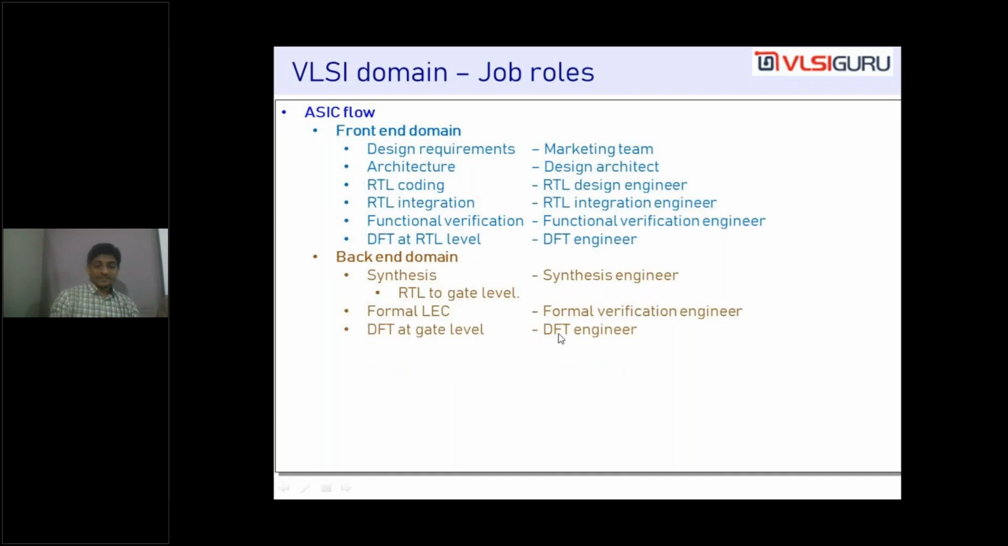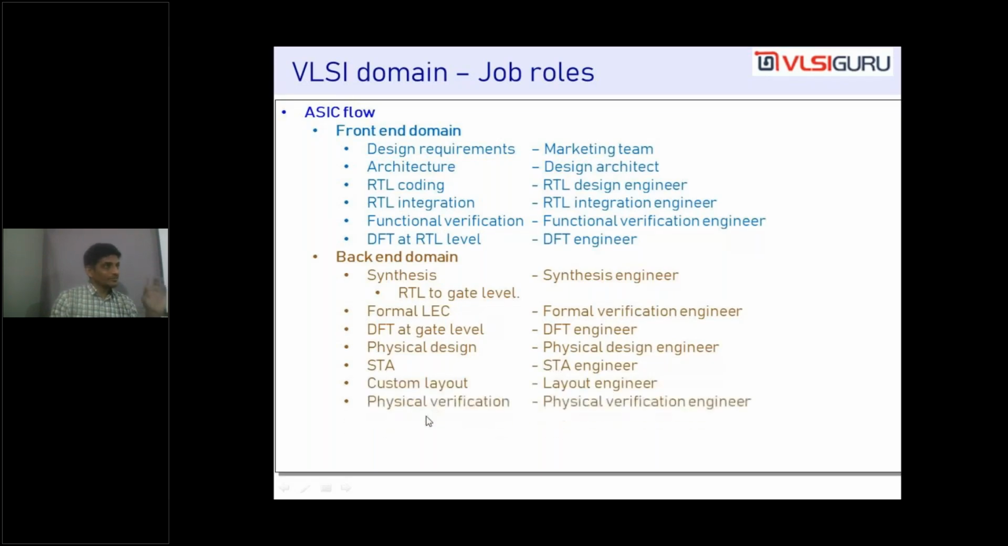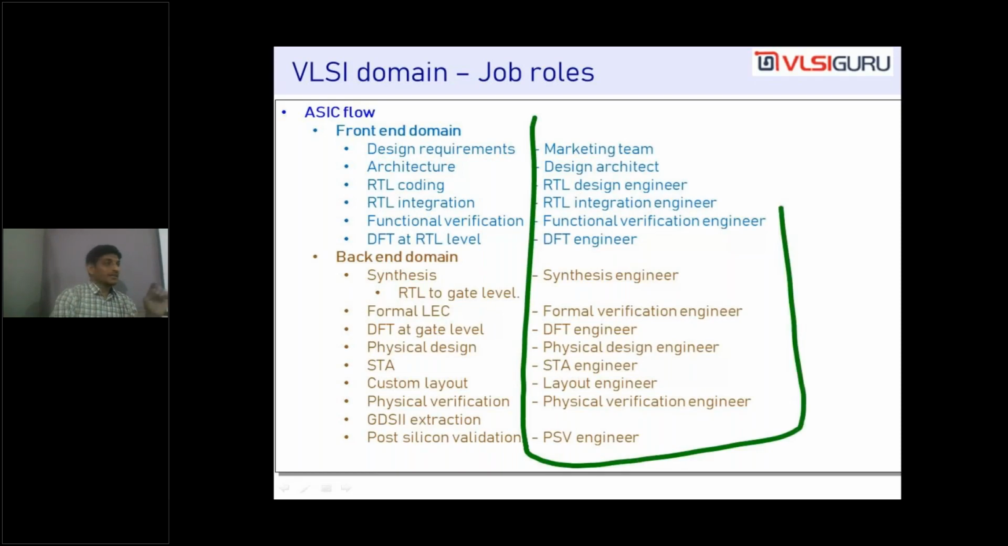DFT, again DFT engineer. Who does physical design is called what? Physical design engineer. So in summary, everywhere just add engineer at the end. Now there is an important aspect. Why are we talking about this? I will tell you. Who does STA? STA engineer. Custom layout? Layout engineer. Physical verification engineer. The person who does post-silicon validation? Post-silicon validation engineer. So these many roles are there in VLSI.